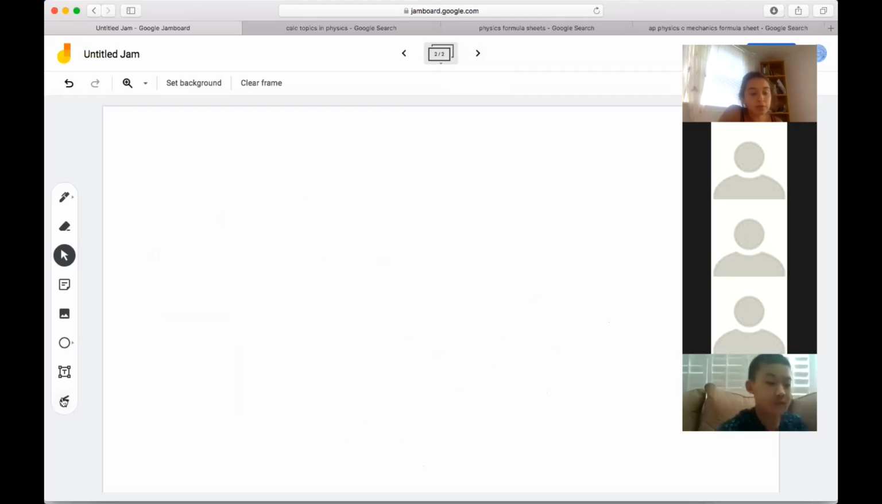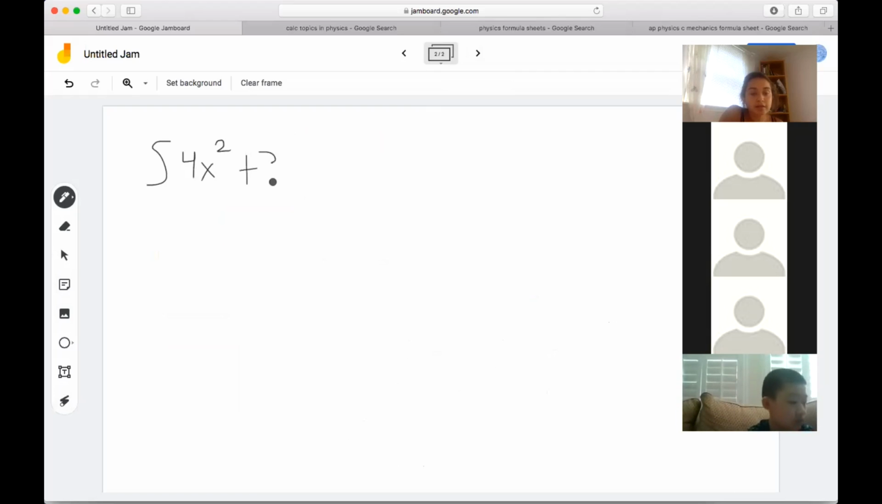Sometimes there might be multiple parts. So we could have, let me write, 4x squared plus 3x dx. In this case, we just have to look at each individual part and take the integral of each part. We don't have to do any combinations or anything.